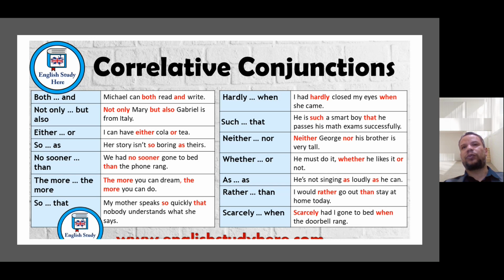Neither George nor his brother is very tall. Take care: neither, nor is followed by a singular verb, is not are. Although I have George and his brother, we are talking about only one of them. Neither George nor his brother, no one of them. If you say no one, it means singular. He must do it whether he likes it or not. If you say, for example, as loudly as, or as adjective as, it's also a correlative conjunction. I will give you 1 minute again to write down in your notebooks, so please take care.